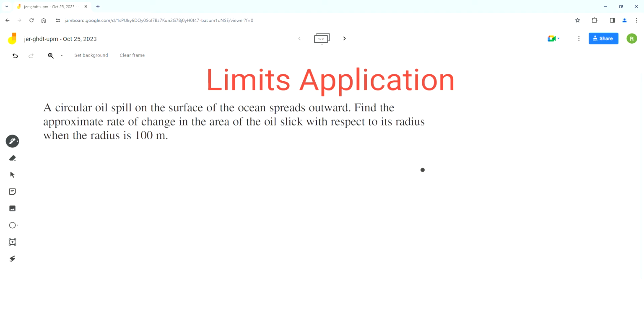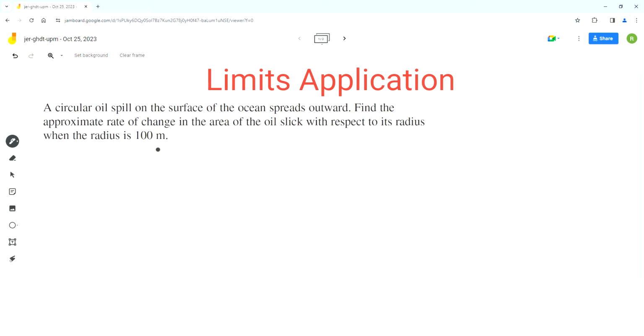So in this video, we'll solve this problem based on the concepts of limits. As per the problem, a circular oil spill on the surface of the ocean spreads outward, and we have to find the approximate rate of change in the area of the oil slick with respect to its radius when the radius is 100 meters.